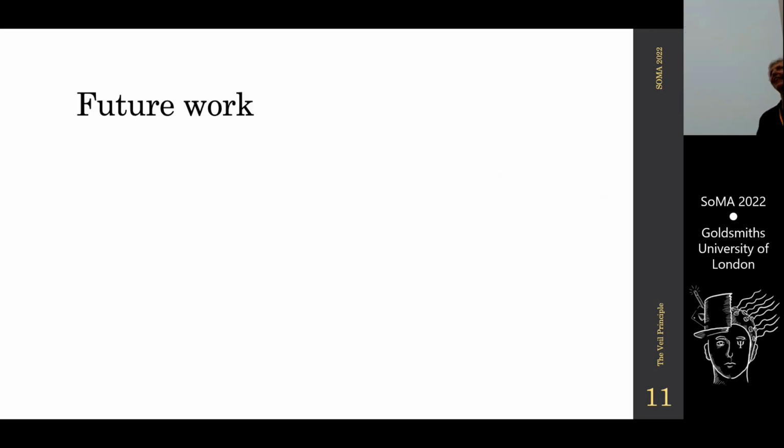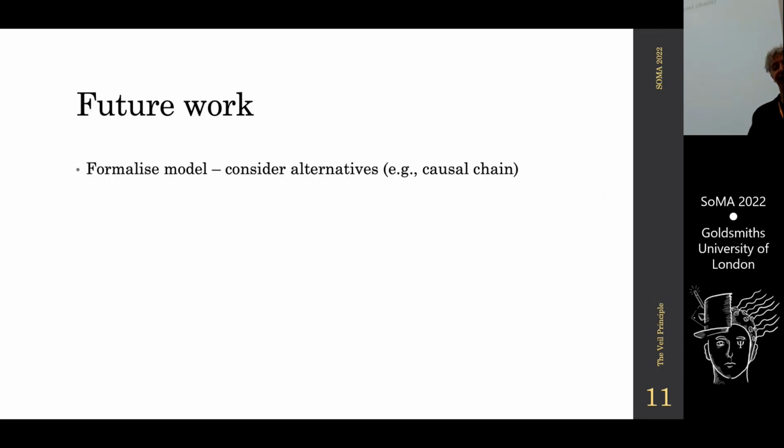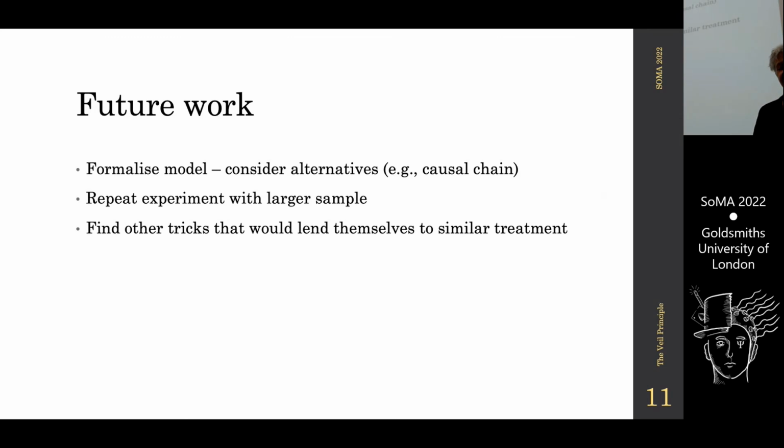So obviously, there's quite a lot more to do. We need to formalize that model, see if it really works, and consider some alternatives. There are a lot of other possibilities, and we talked about a lot of other things that may also be going on. We need to repeat the experiment with a considerably larger sample, and we also need to try it with other tricks, because now we've got that model and need to see, does it hold up if we do it in some other way or in some other domain.